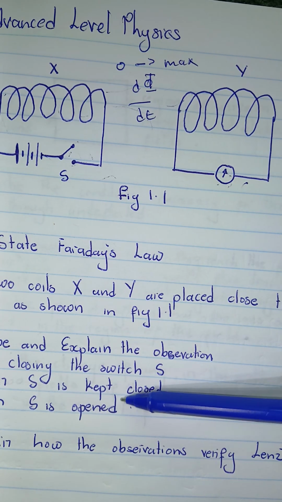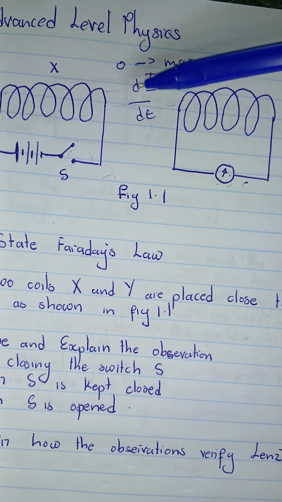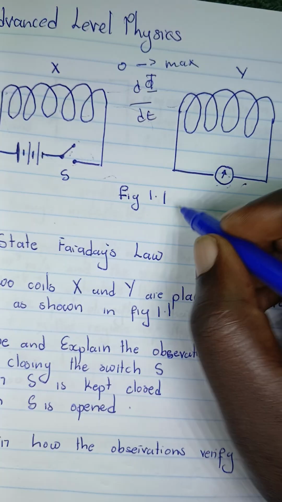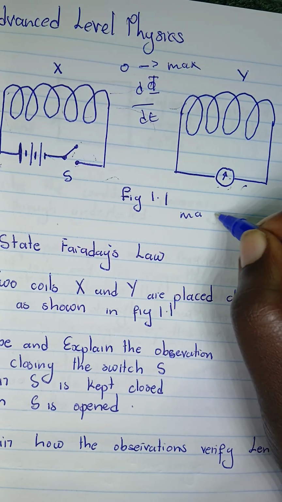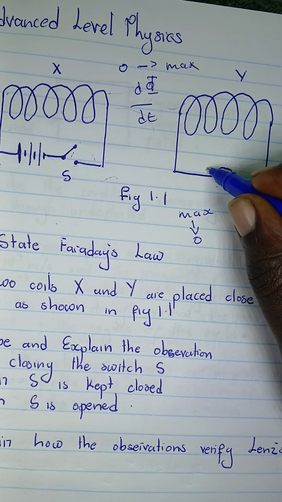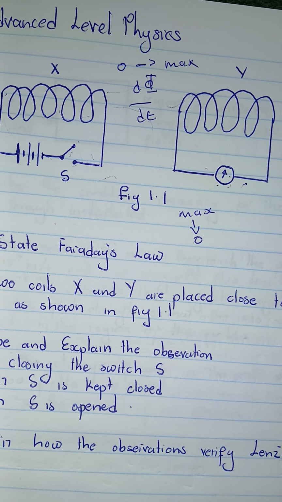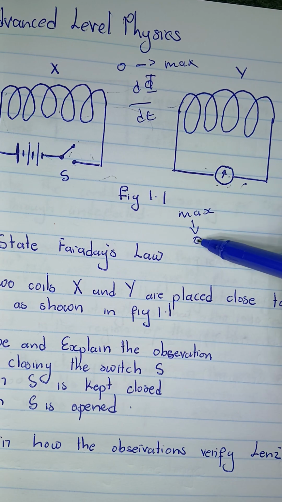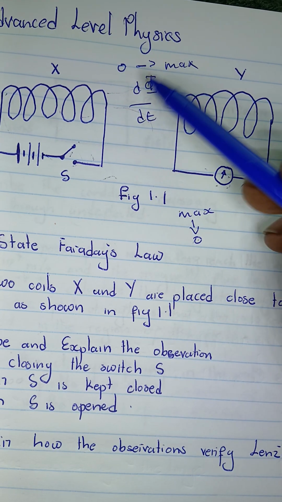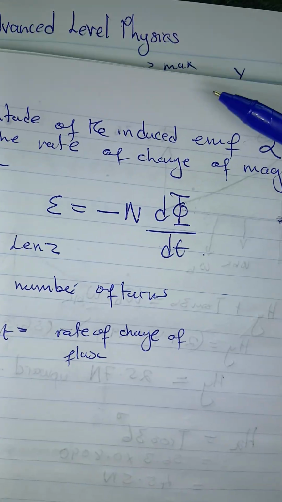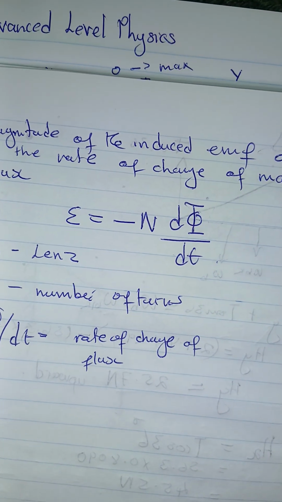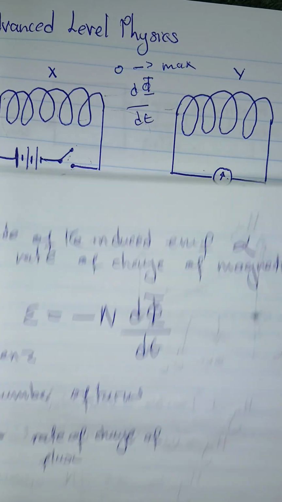When S is opened, dΦ/dt moves from maximum towards 0, so there is a deflection in this direction, which is opposite. The movement from max to 0 means dΦ/dt will be negative, so we are going to have an EMF induced because dΦ/dt is no longer 0.